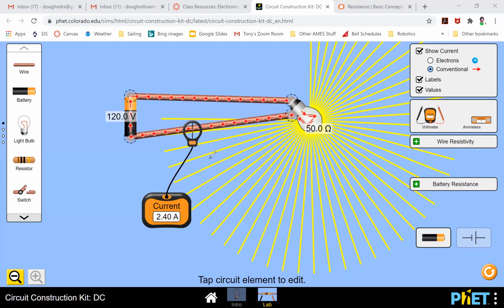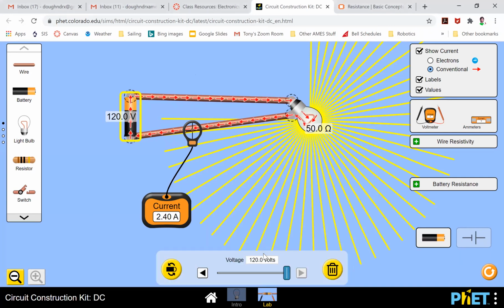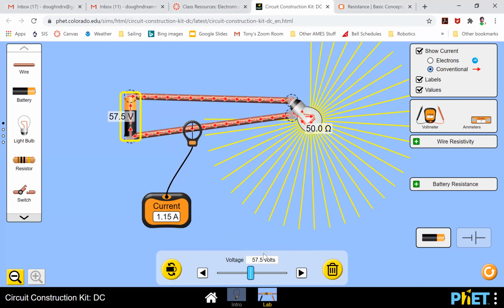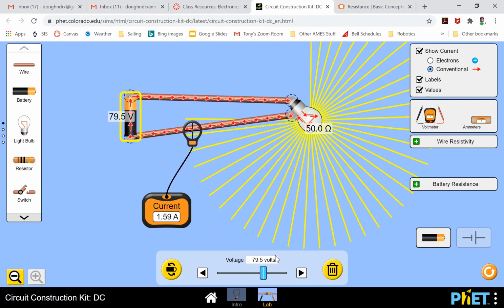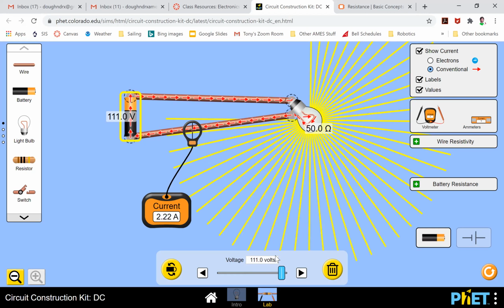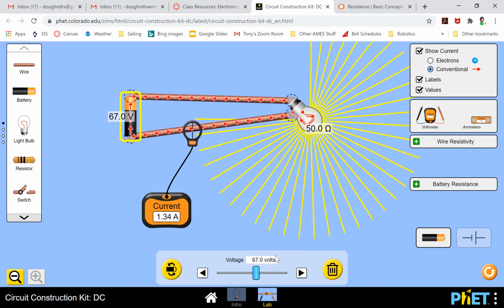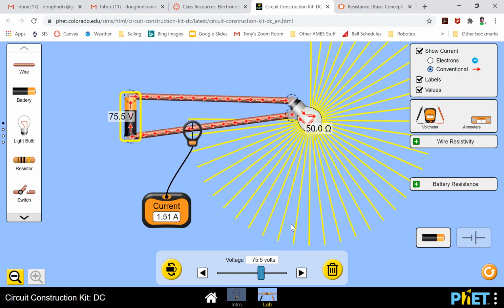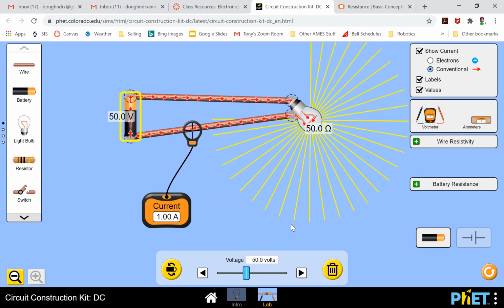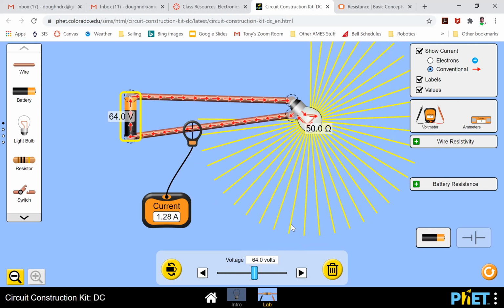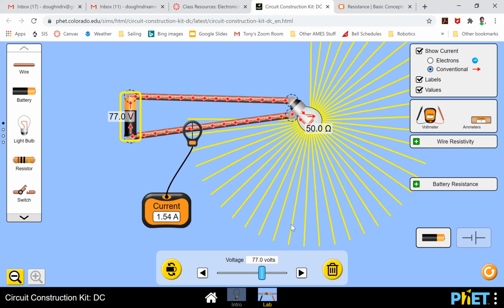So that's kind of nice. Now if I click on the battery, I can adjust the battery, but I don't need to look down here because it tells me on here. You see here, I changed the voltage on the battery. The light bulb gets bigger, gets brighter or not. Notice the resistance value. The resistance does not change. It's always going to be 50 ohms, doesn't matter what the voltage is. The resistance is always 50 ohms, but the current, that definitely changes, right?